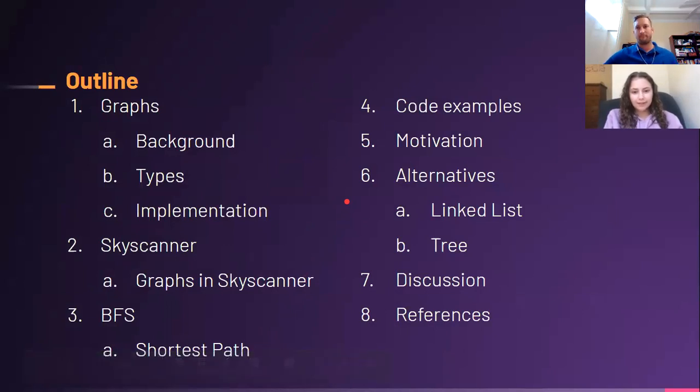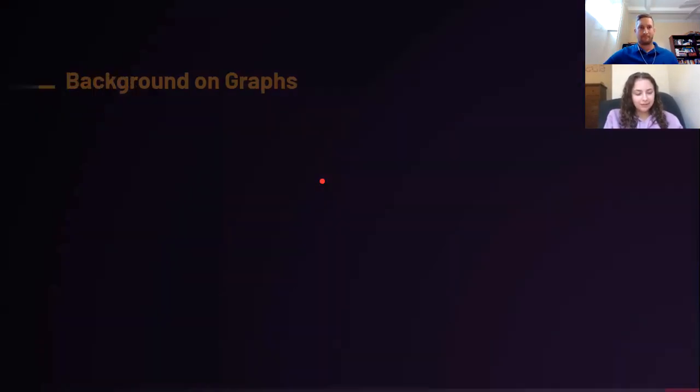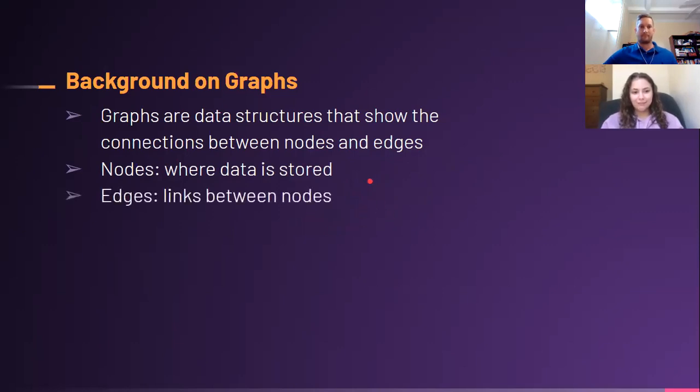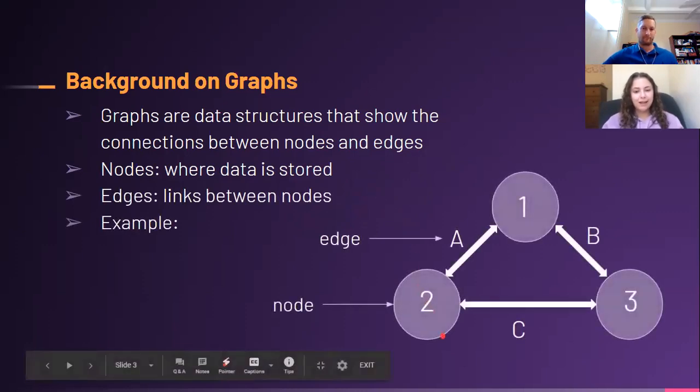The first thing is going to be graphs. A background on graphs is that they're a data structure that show the connections between nodes and edges. Nodes are where data is stored, and the edges are the links between the nodes. That's shown in an example right here. And as you can see, the nodes and the edges are labeled as such.